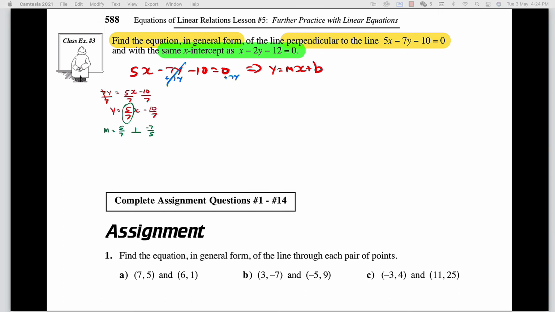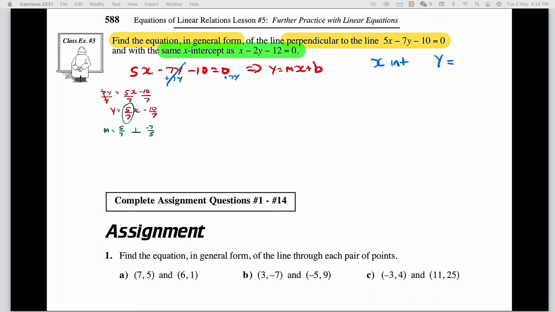Okay, and it says that it's got the same, it doesn't give me any points in here right now, so I could take this negative 7 over 5 and put it into here, but that's going to be just the m, and I don't have values of y and x in order to calculate b. So what do I know about the x-intercept?